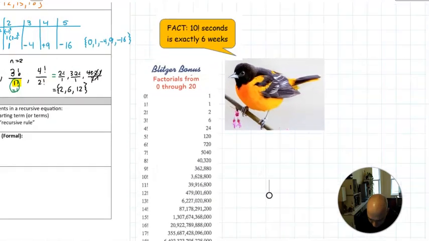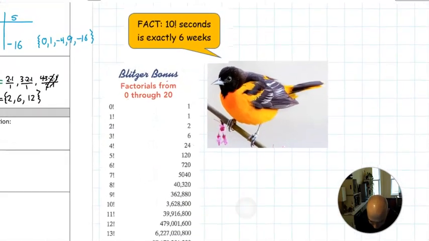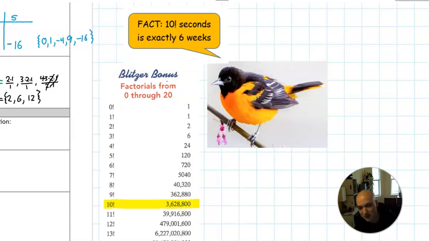And here, this fun bird has a great fact for us, that 10 factorial seconds is exactly 6 weeks. And I'm going to leave that up to you to double check, but just think about why that might be true. And it's kind of neat. Gives you a sense of exactly how big factorials can be, just 10 factorial.